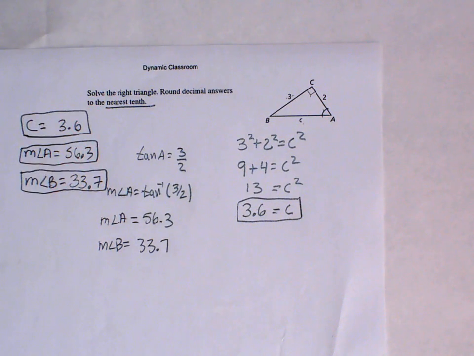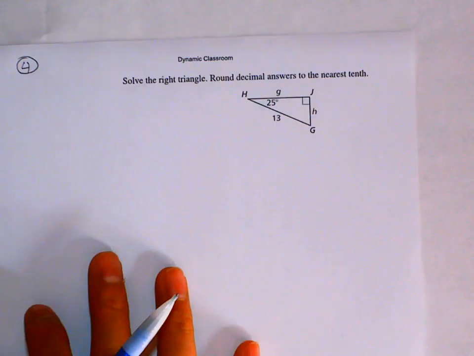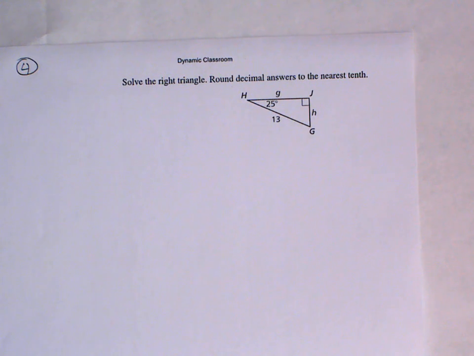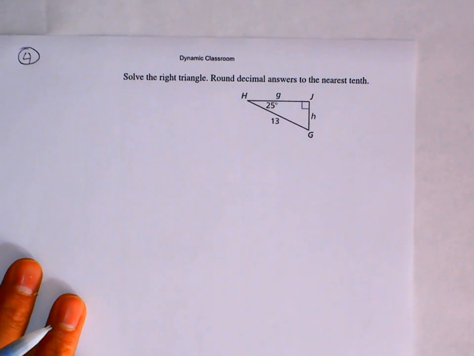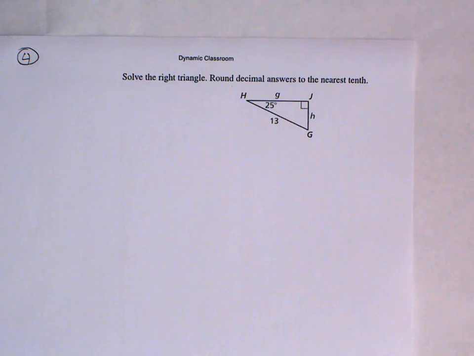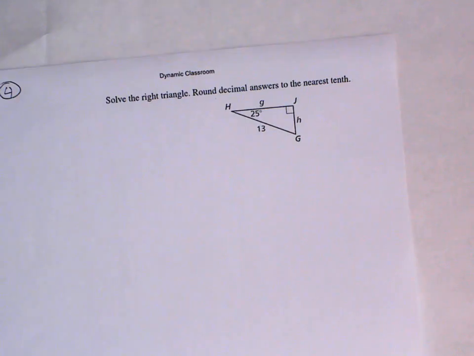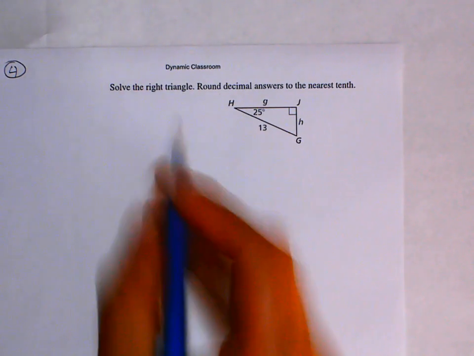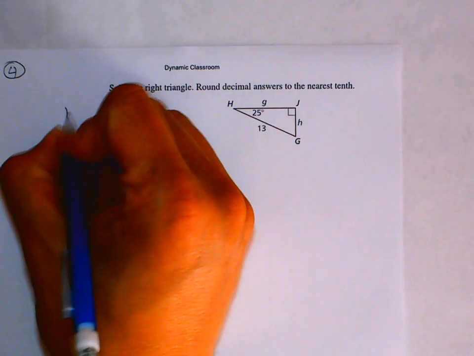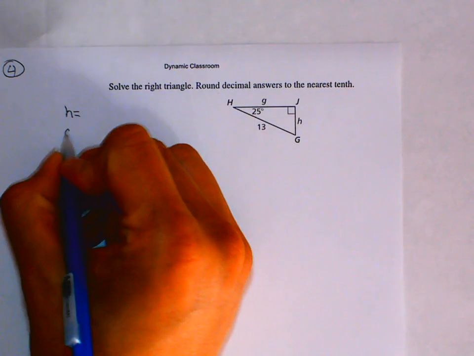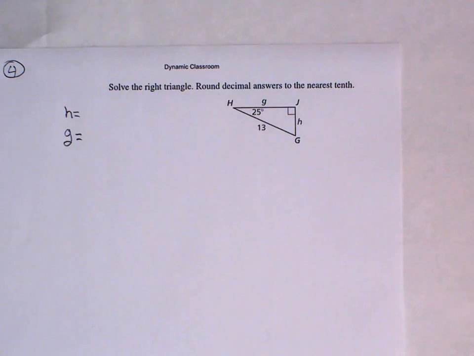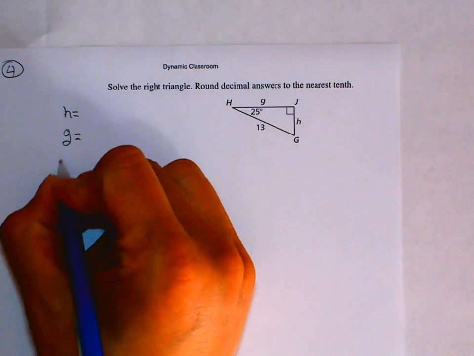All right, let's take a look at example number 4 now. It says solve the right triangle. Round decimal answers to the nearest tenth. Now, I can't use Pythagorean theorem here because I only know one side, so I have to figure out what H and G are. So let's look at what exactly do I not know. I don't know what H is. I don't know what G is, and I don't know what angle G is.